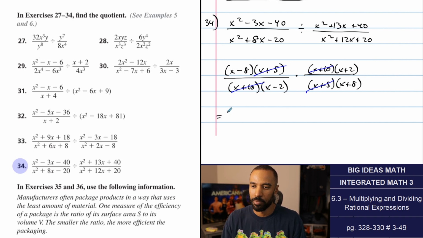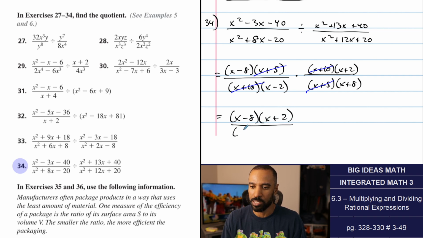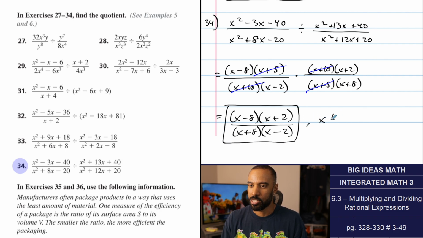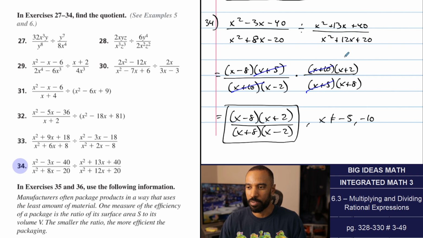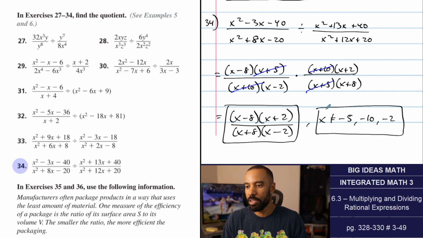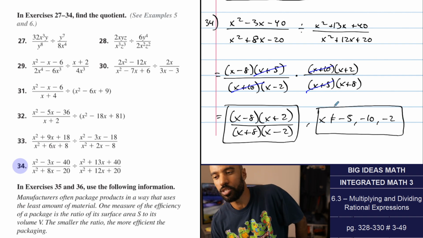So here, this becomes x minus 8 times x plus 2 over x plus 8 times x minus 2. Now, x can't equal -5, -10, and from the original, this prefactor would have had the x plus 2 there, so it also can't equal -2.